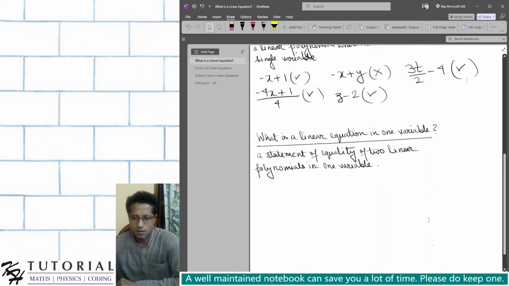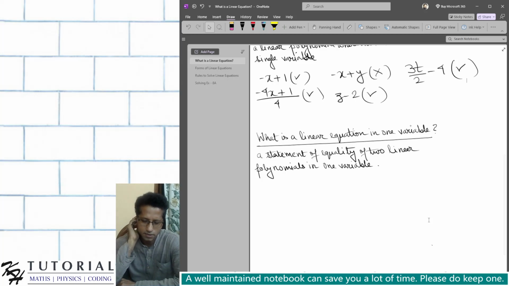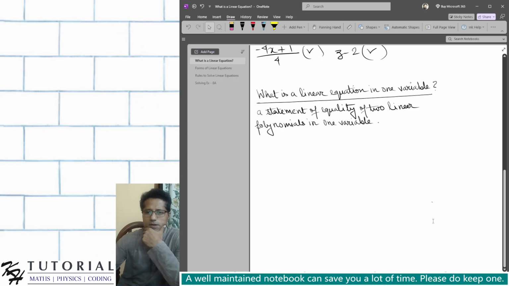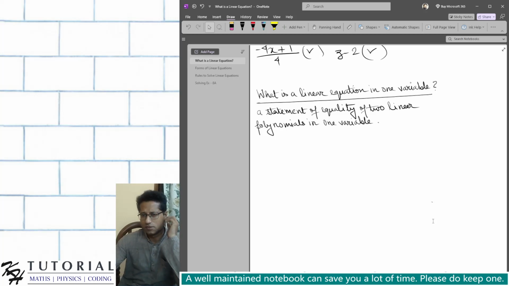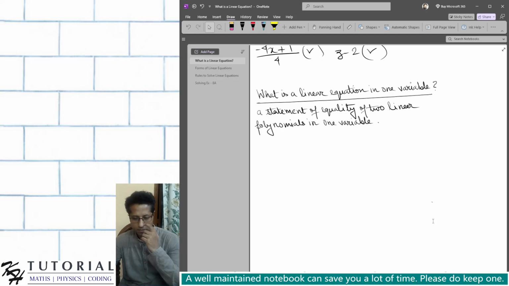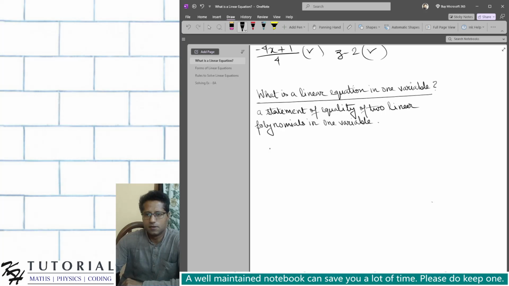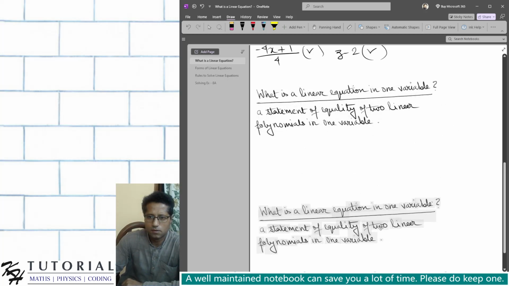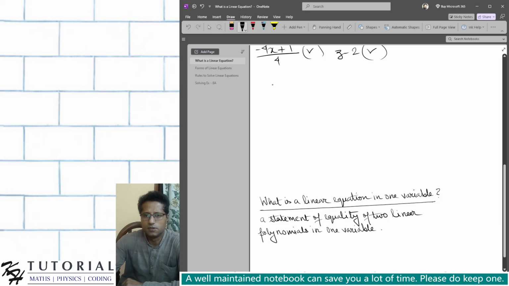Now let's come to the definition of a linear equation in 1 variable. In class 8, you will only learn linear equations in 1 variable. So what is a linear equation in 1 variable? Before understanding that, you have to understand what an equation is. Let me first move this down and understand what an equation is.